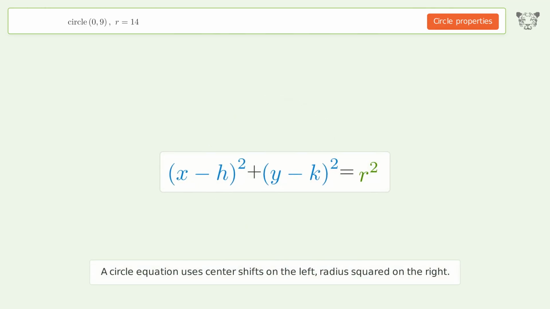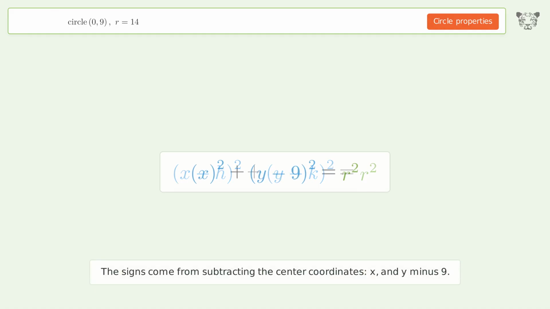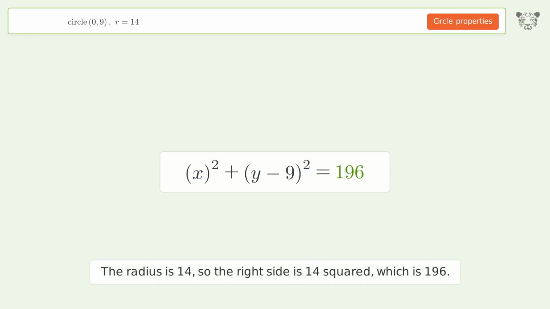A circle equation uses center shifts on the left, radius squared on the right. The signs come from subtracting the center coordinates, x, and y minus 9. The radius is 14, so the right side is 14 squared, which is 196.